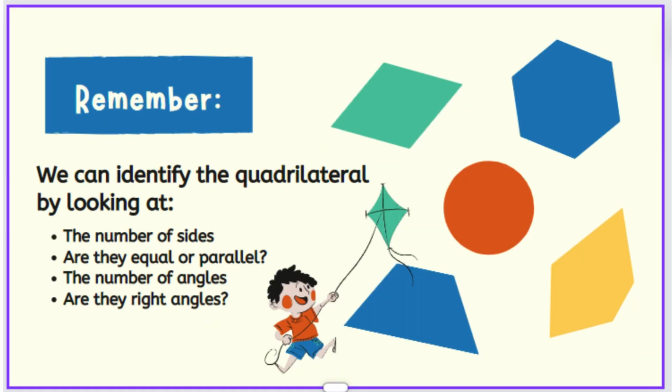Quick recap, kids. We can identify the name of a quadrilateral by looking at sides. How many sides are parallel? How many sides are equal? And the second criterion is you can look at the angles. If the opposite angles are equal or not, or you have to check if all the angles are right angles, like that. So these are a few points which you can use to identify the name of a quadrilateral.